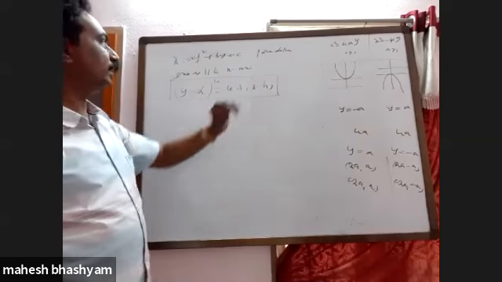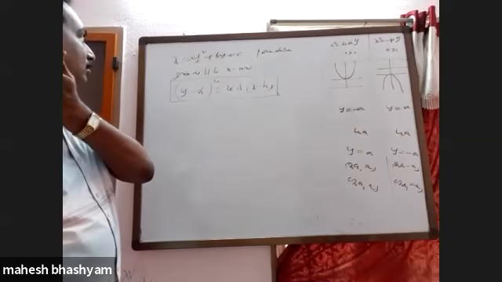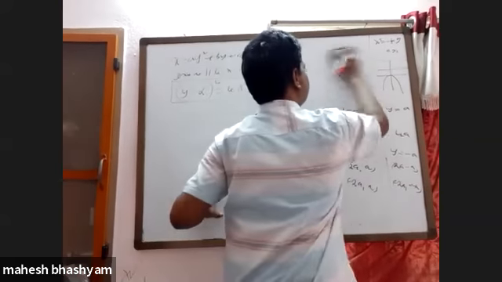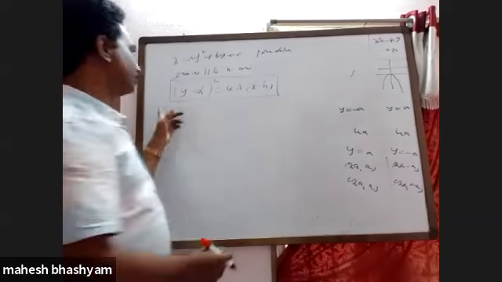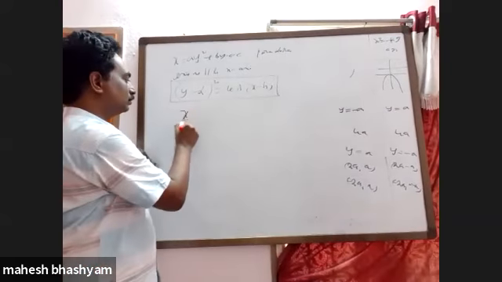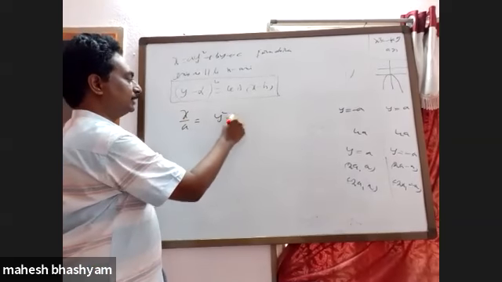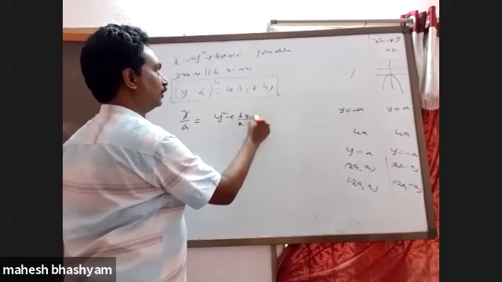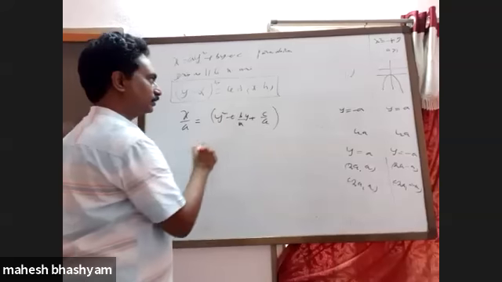Axis is parallel to the x-axis. x is equal to ay square form, y square equal to 4ax form. And you can take this form: this is equal to x by a, y square plus b by a into y plus c by a.